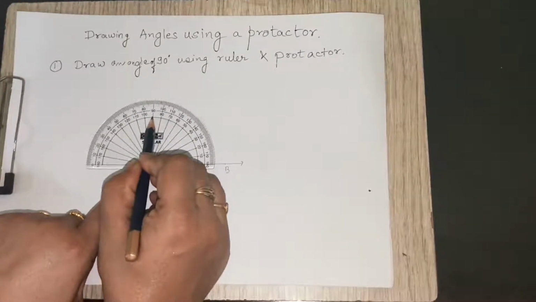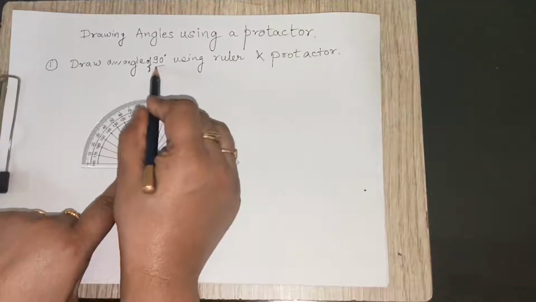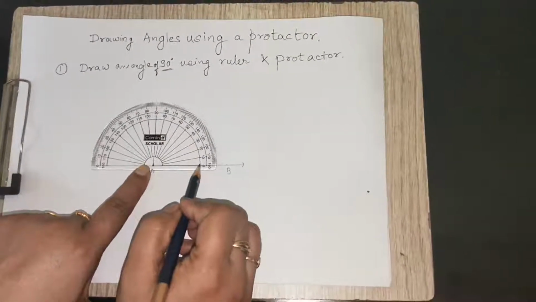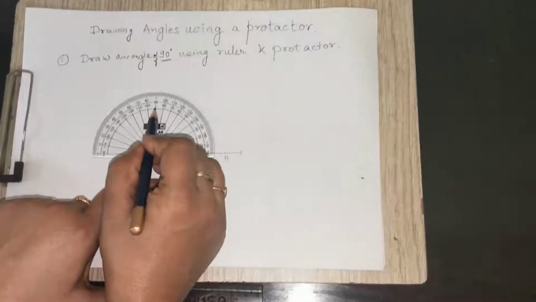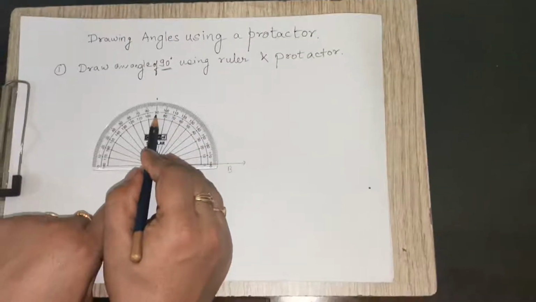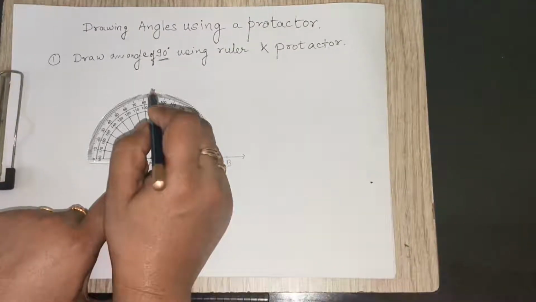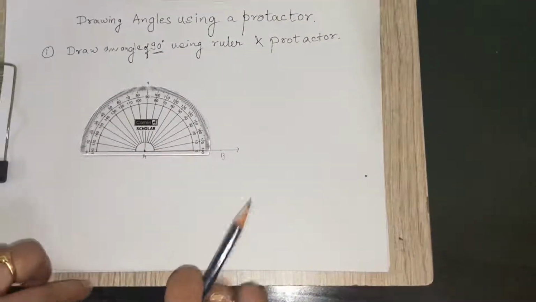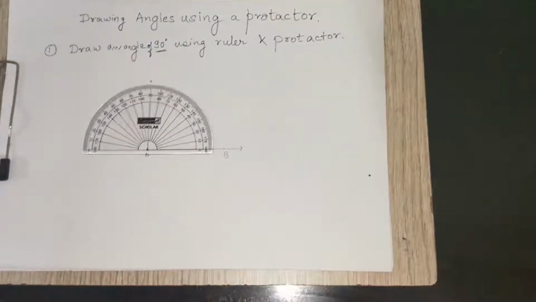Now children, I have to draw an angle of 90 degree. Here what is written? An angle of 90 degree. So from here, on the inner scale, you have to always start from 0. Now move to 90 degree. Here you can see we have the 90 degree. So what we will do, we will mark a point over here and after that we will join. After joining this, what will you get, children?